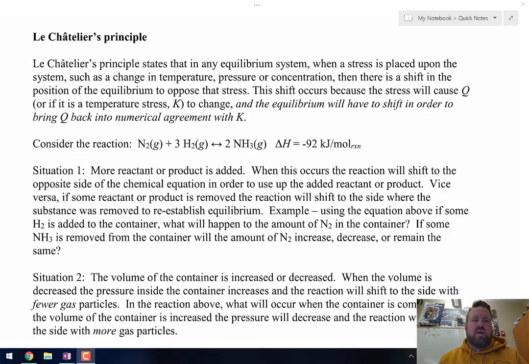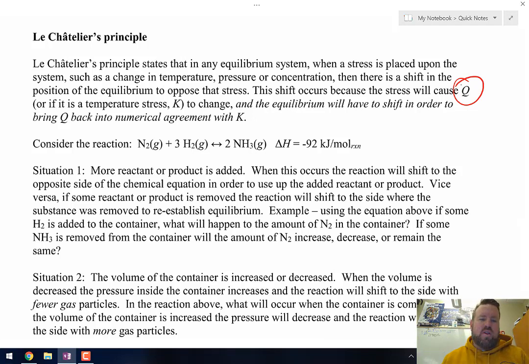Today's discussion is on Le Chatelier's principle, and as we go into our final lesson on the first part of equilibrium, this is a good summary of what we've discussed so far. Le Chatelier's principle is also a good way to look at what Q does for us. It's just an application of Q.